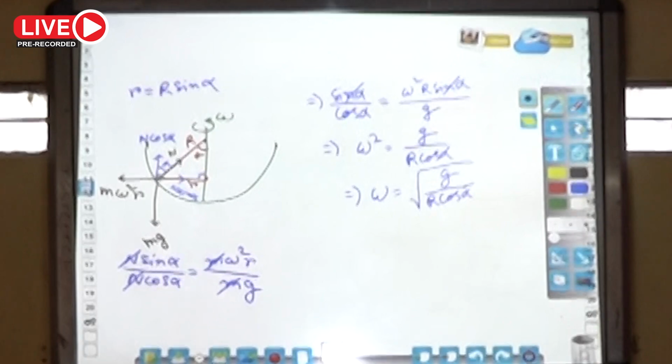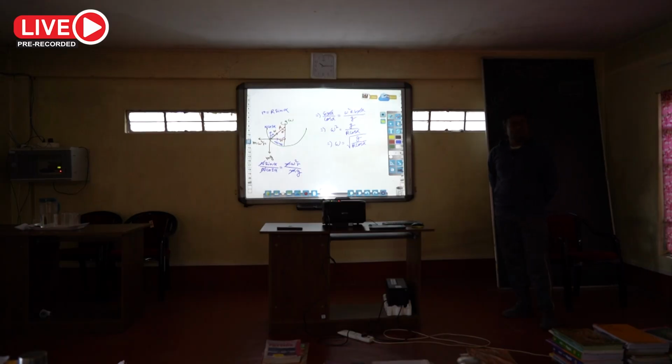Now here this small r is not the radius of the hemisphere, it is the radius of the circle in which the ball is rotating. Okay, so there is a relation between capital R and small r, that is small r equal to capital R sin alpha. Substitute that in this equation and you will get your answer.